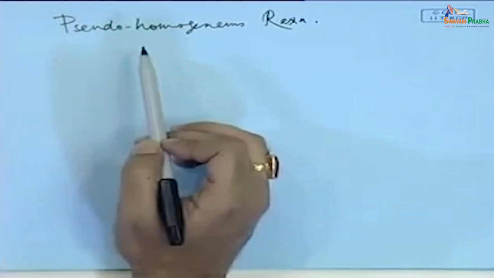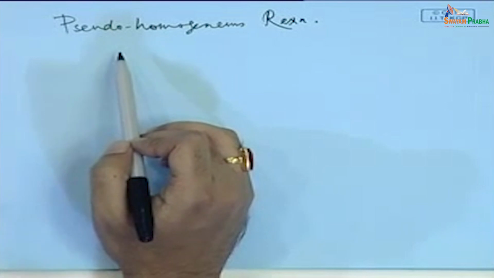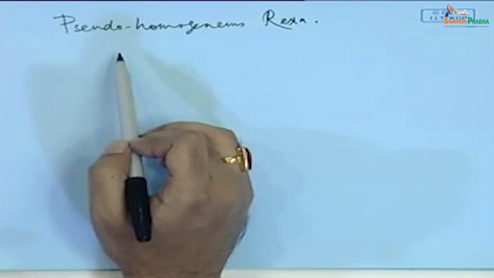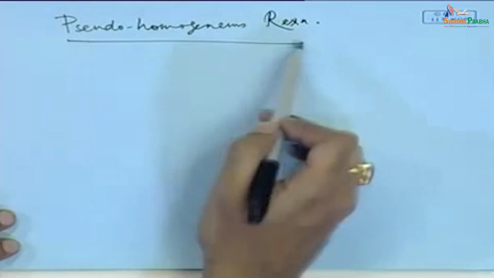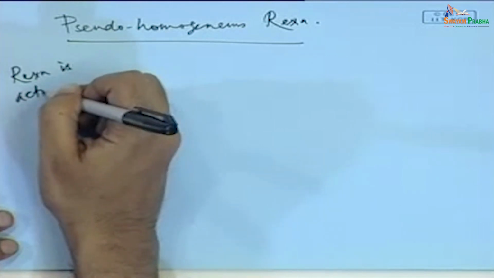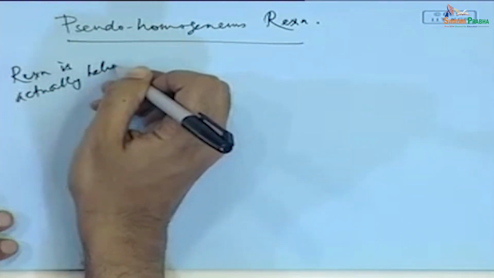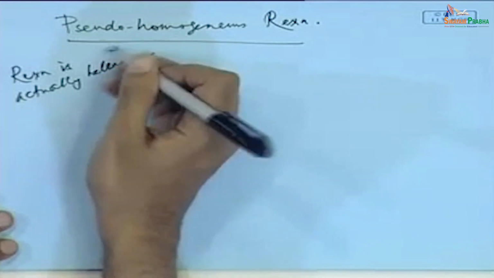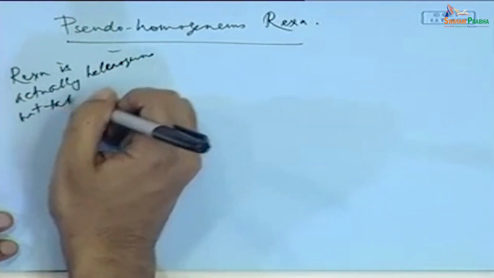What is pseudo homogeneous? It says not homogeneous, but pseudo homogeneous. The reaction is not actually homogeneous, but it appears homogeneous, or rather we take it to be homogeneous. So what is the reaction actually? If it's not homogeneous, what is it? Heterogeneous, yeah. So the reaction is actually heterogeneous, but taken to be homogeneous.